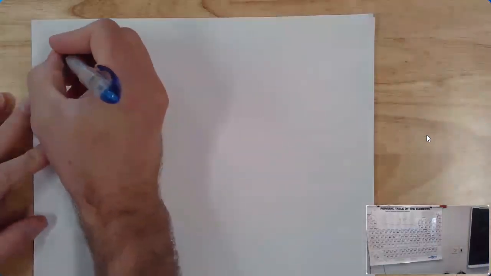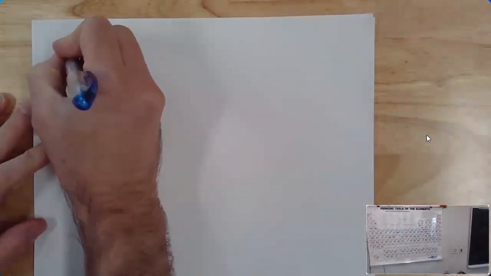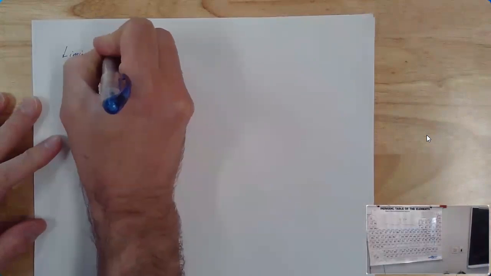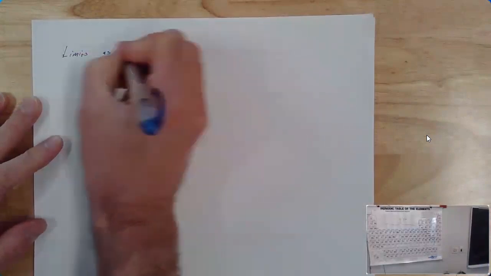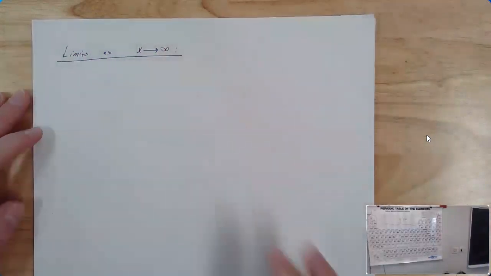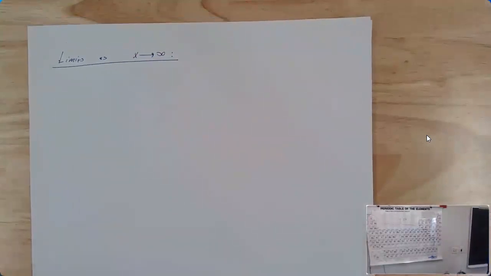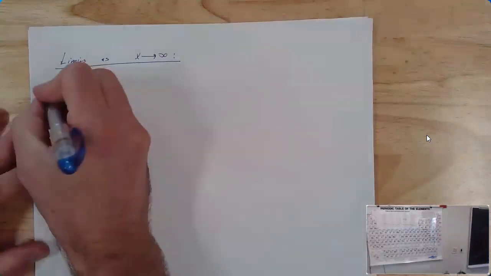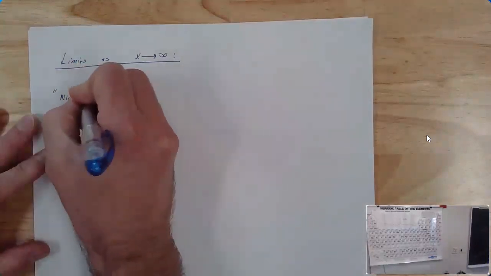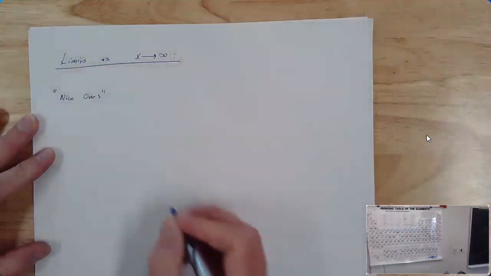So first, let's talk about limits as x approaches infinity. What I would like to point out is, to me, there are a few different varieties of these. There's the lovely run-of-the-mill nice ones, which are, in my opinion, ones that look like this.